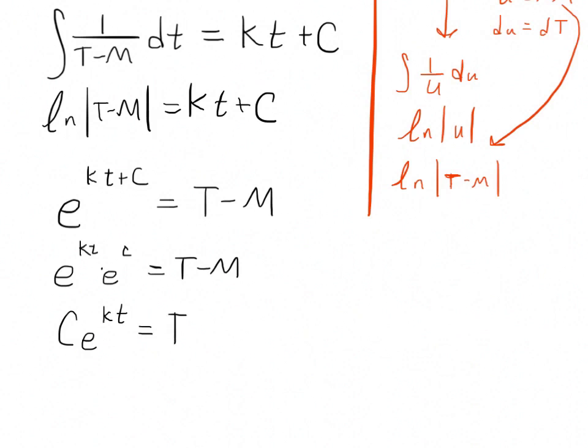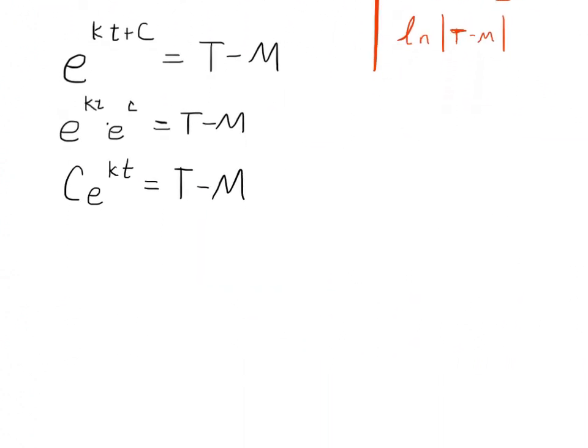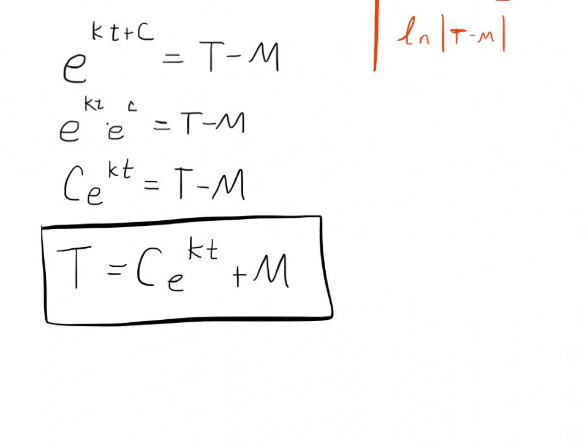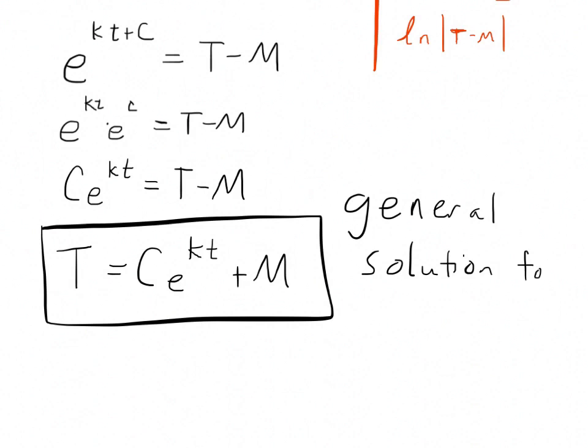And so at the moment this is looking really similar to what we did yesterday. The only difference is if I'm going to solve for t, I've got this m to deal with. All I have to do is add that over. The temperature of the object will be ce to the kt plus m. This here is the general solution for Newton's law of cooling.